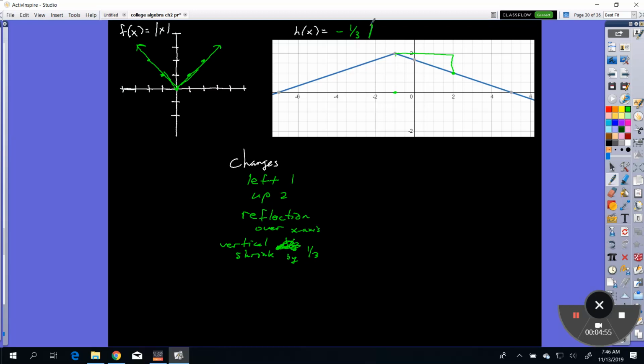Now it's going to be an absolute value, x, and I moved left 1, so plus 1, and up 2. And you should be able to type this into your calculator and see if this indeed makes the same picture as this one does. So you can check your own work.